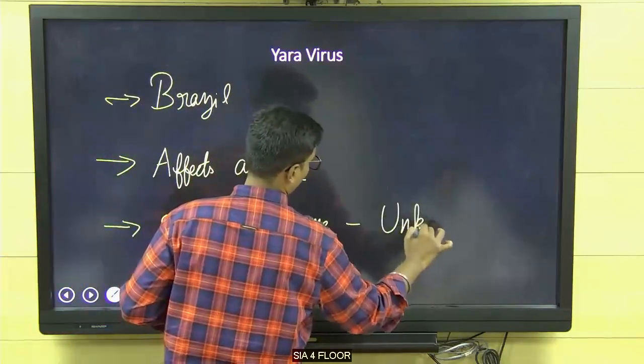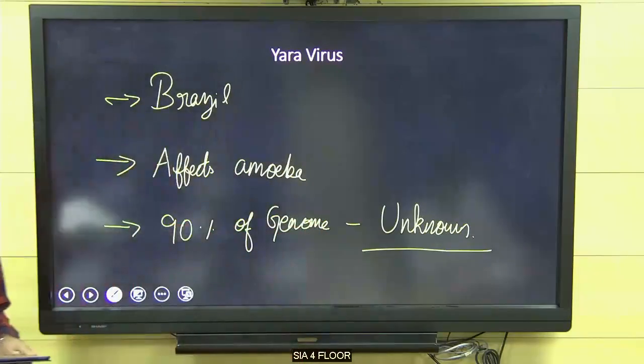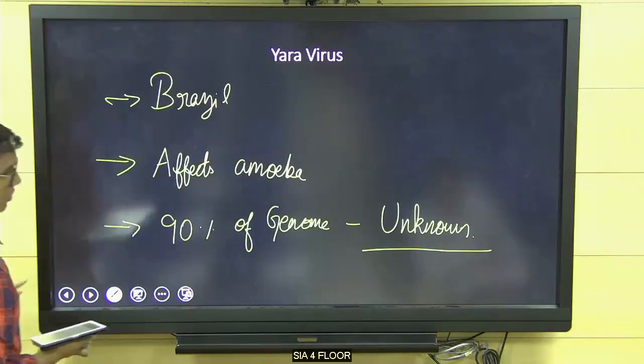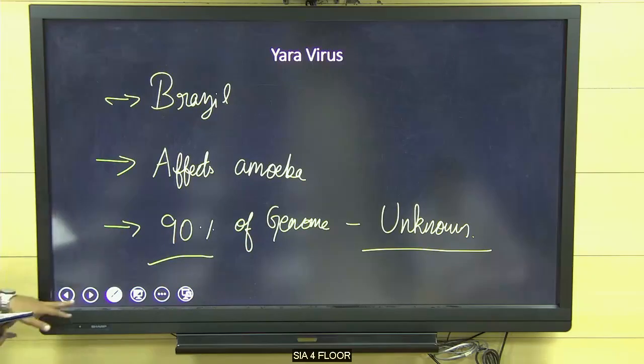which means this single virus is challenging how we classify the virus so far, depending on their genomes. We may need a new set of classification or we may require a reclassification, because a new virus with almost a new set of genomes, 90% unknown genome, is discovered recently. That's called Yara virus, not to be confused with Yada Yada virus.